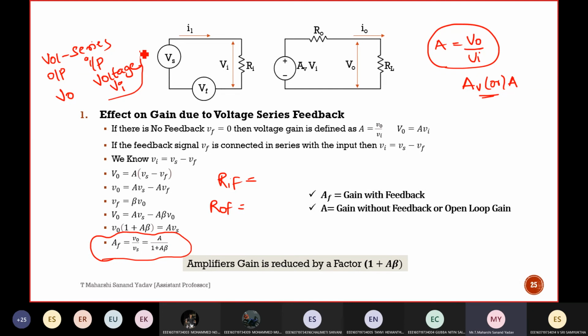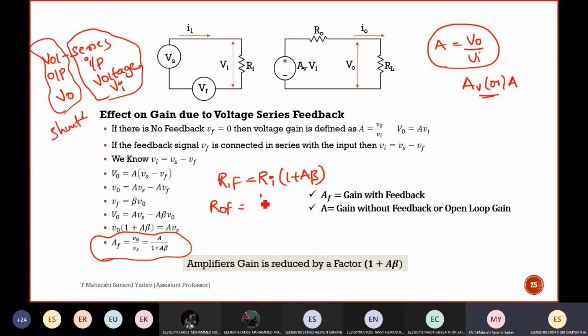Check the input part. Series means Ri into 1 plus A beta. Check the output. Output voltage means shunt or series. Shunt. So Rof is Ro by 1 plus A beta.